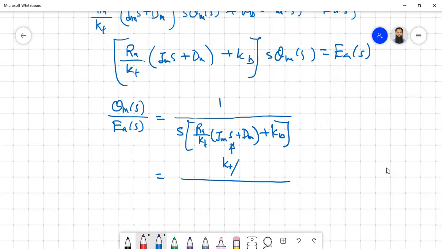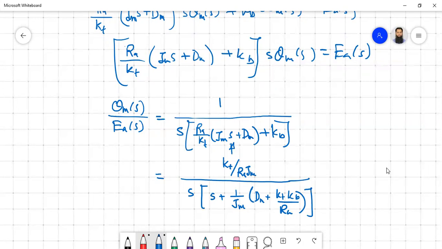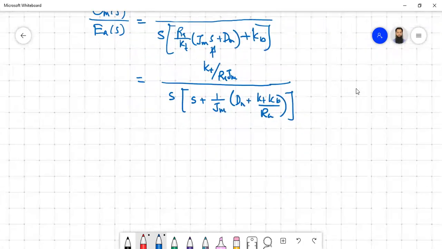Kt/(Ra Jm) over s plus 1/Jm (Dm plus Kt Kb/Ra). Okay, so this is our final transfer function.